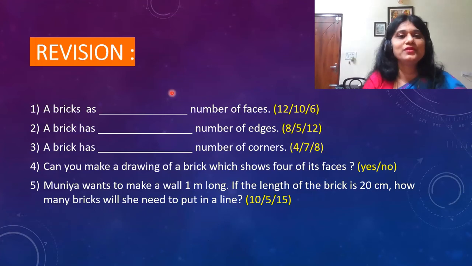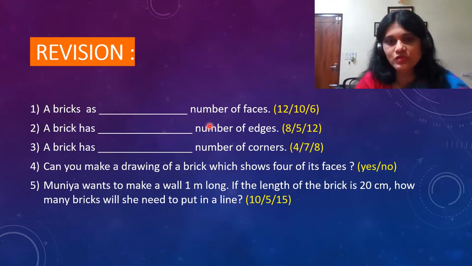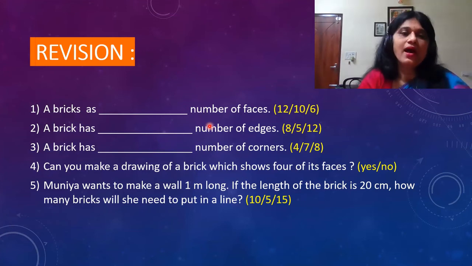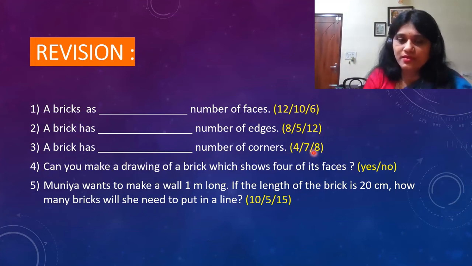So let me move it a little bit again. So these are a few revision questions. A brick has dash number of faces. I hope now you have understood. So 6 number of faces. A brick has dash number of edges. So 8, 5, or 12. I know you know the answer. So edges are 12. A brick has dash number of corners. It will be 8.